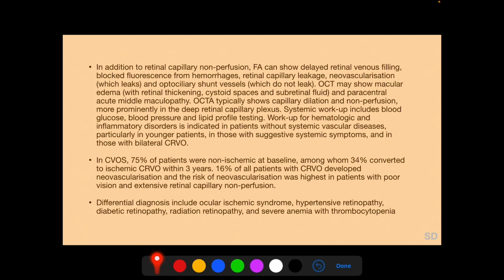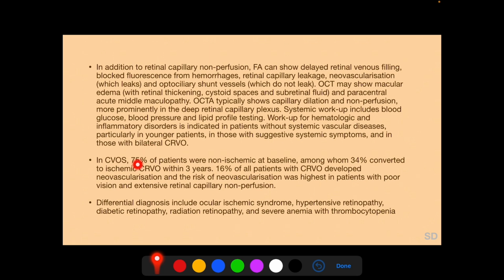Systemic workup includes blood glucose, blood pressure, and lipid profile testing. Workup for hematologic and inflammatory disorders is indicated in patients without systemic vascular diseases, particularly in younger patients, those with suggestive systemic symptoms of hematologic and inflammatory disorders, and in those with bilateral CRVO.